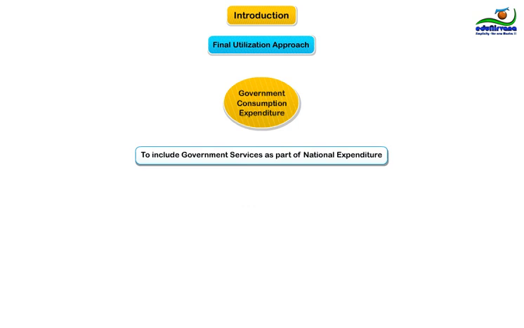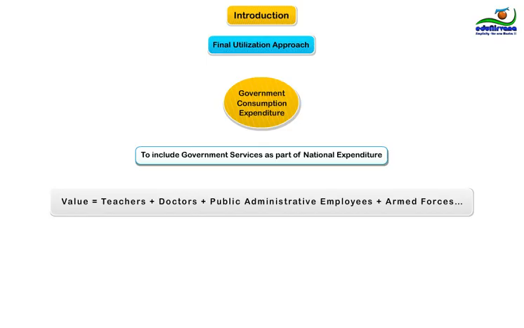Once it is agreed to include government services as part of national expenditure, it would be necessary to find methods for valuing the services. Since these collective services are not sold, they can be valued in money terms only by adding up the money spent by the government in buying these services of teachers, doctors, public administrative employees, the armed forces, etc., together with the goods and other materials purchased. This total is the consumption expenditure of the government.